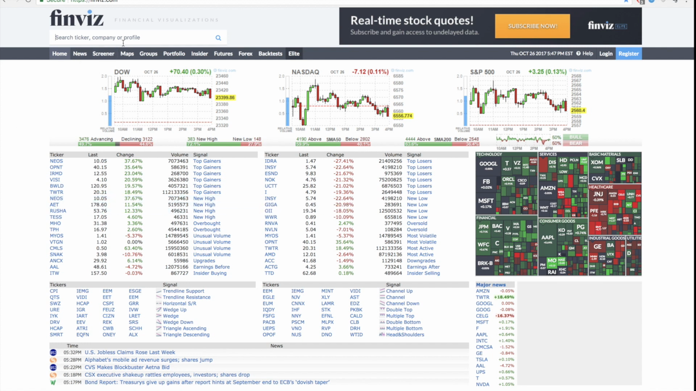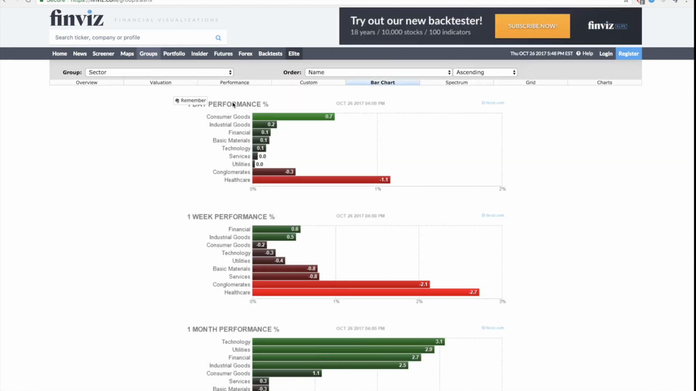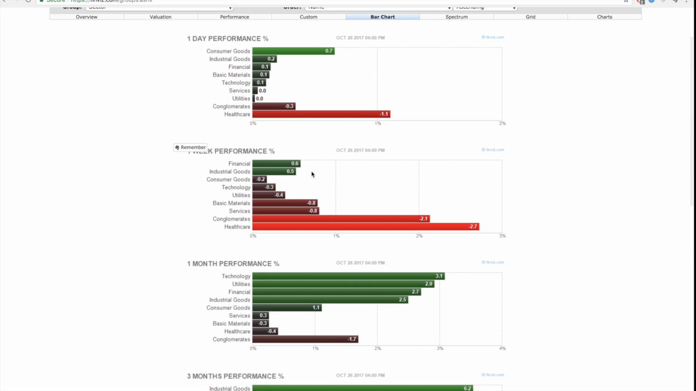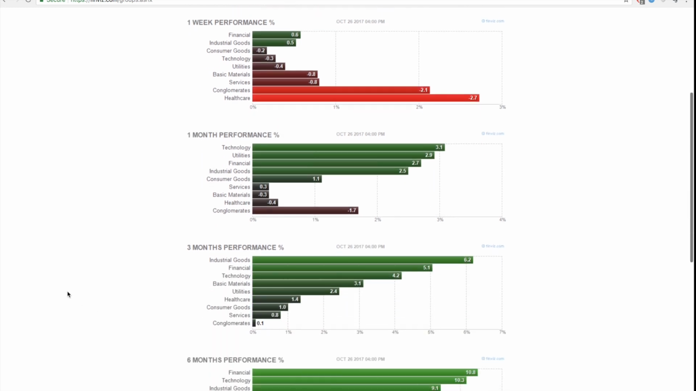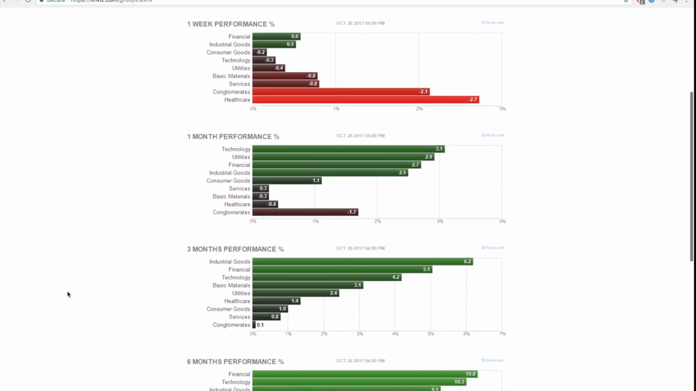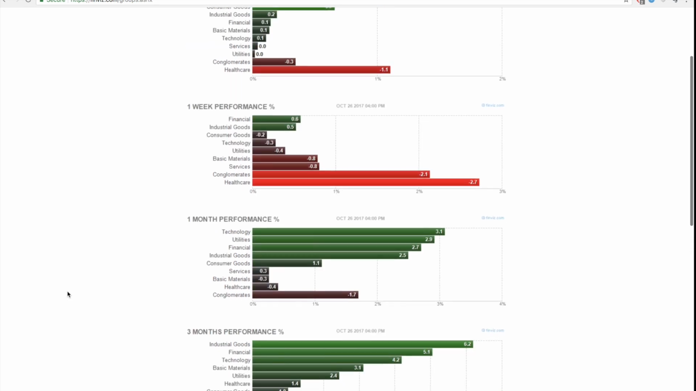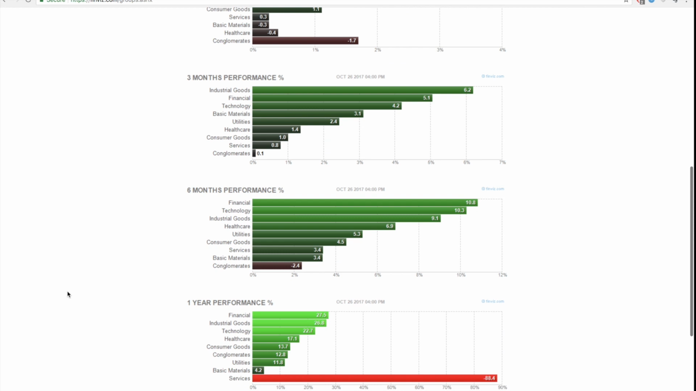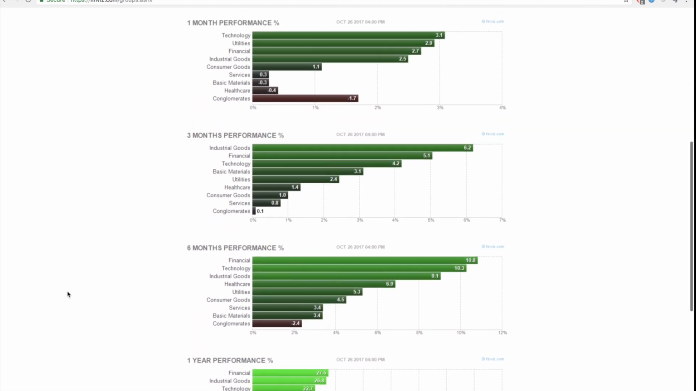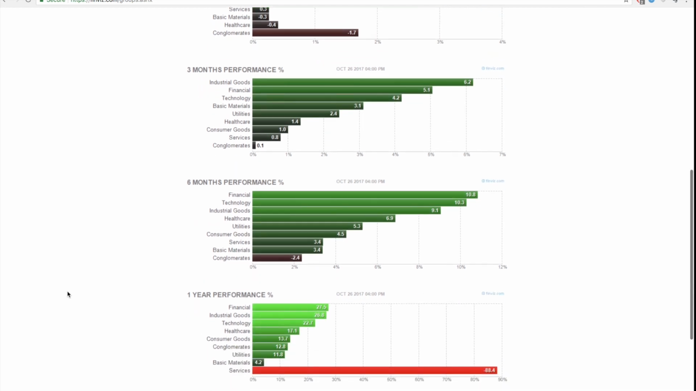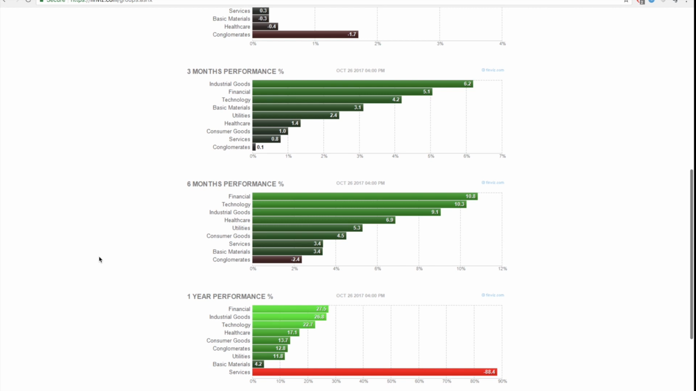From there, you want to head up here. Depending on how specific you want to get, you can either go into groups and see 1 week and 1 month performances of specific sectors if you want to get into a specific type of stock, because when you use these bar charts, it shows you what stocks are performing well over a specific amount of time.